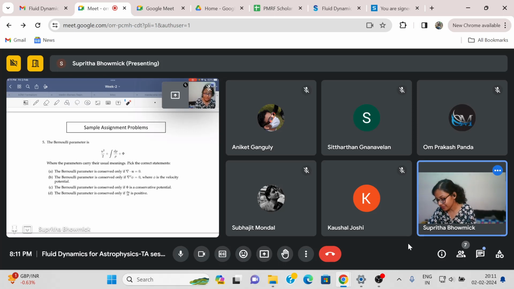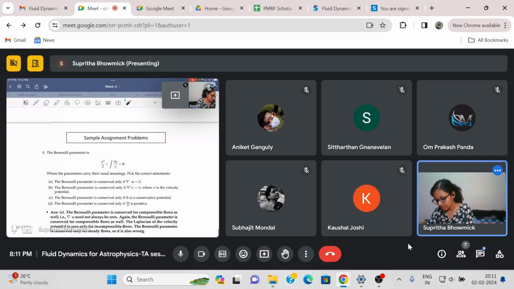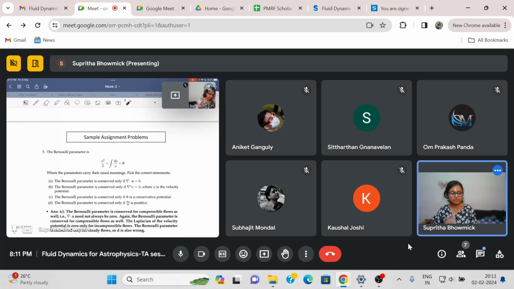Okay, thank you. The last option D, Bernoulli parameter is conserved only if del U del T is positive. We made no such claims. So that's why the only correct option is C.